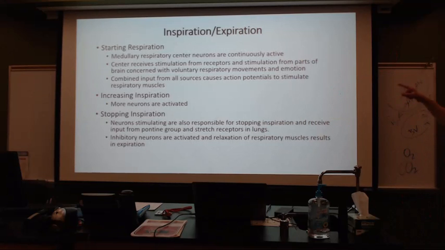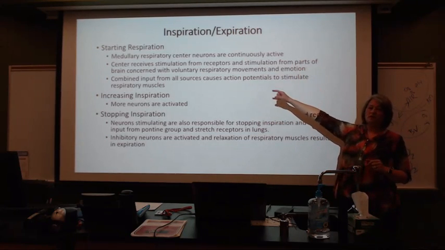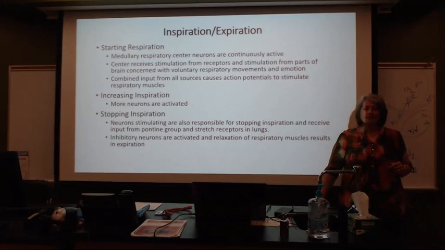The center will get stimulation from a receptor. What types of receptors were present? Chemoreceptors, central and peripheral. We also had the stretch receptors and irritant receptors. So they receive some type of stimulation. And we can also affect our breathing with emotion.